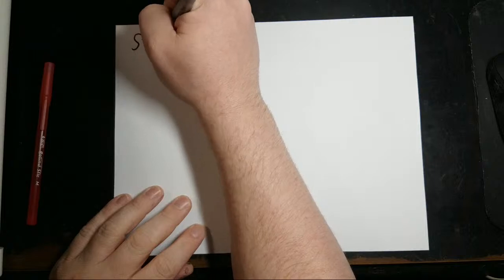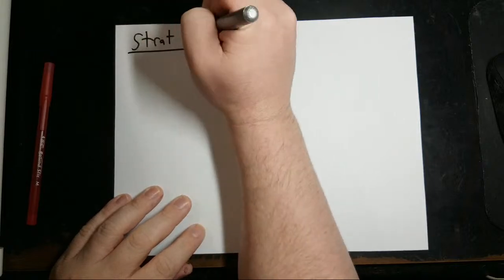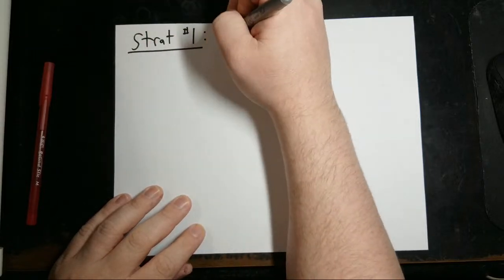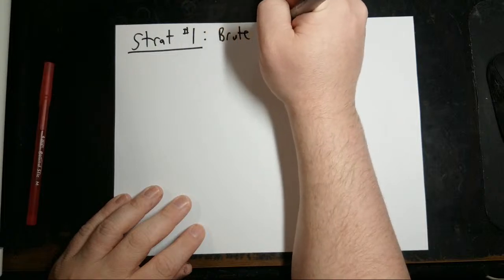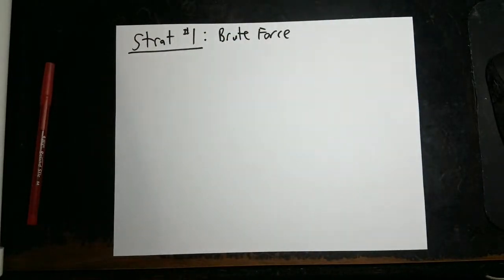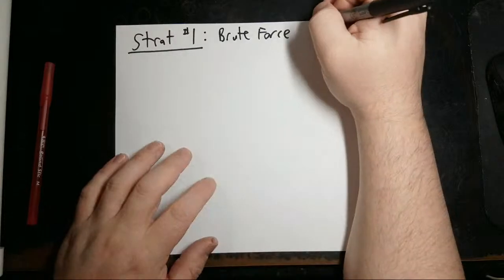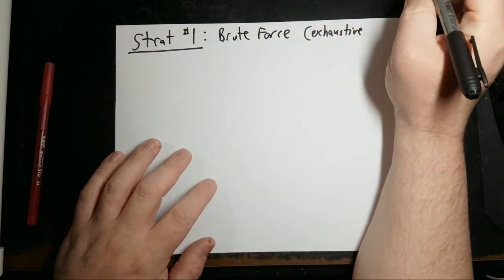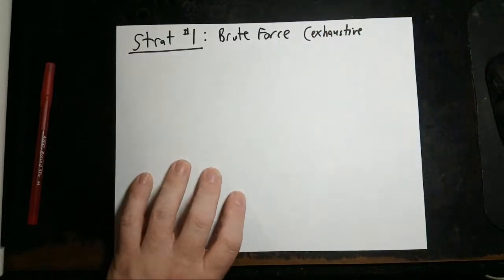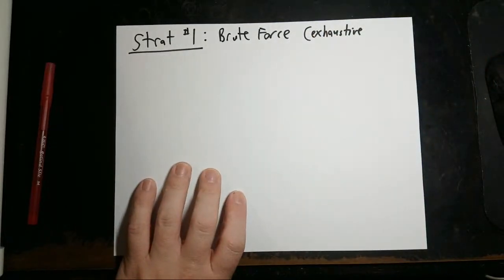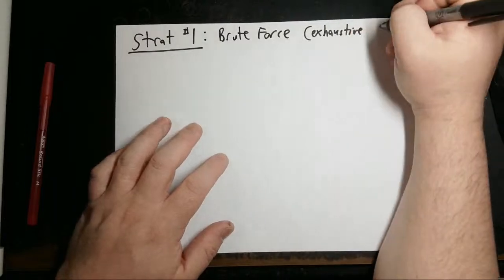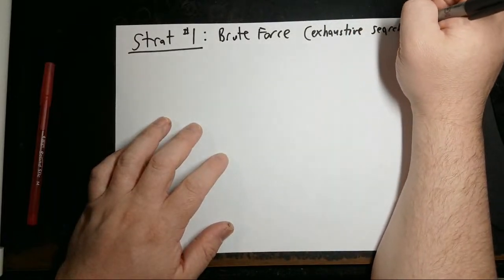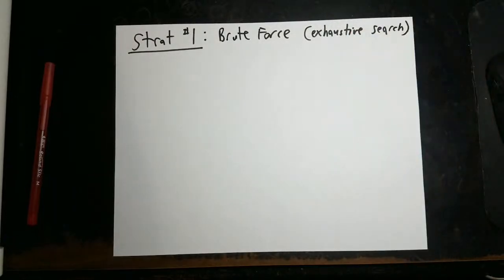Strategy number 1 is known as brute force. It's also known as the... what did I write it as? Oh, exhaustive search. Couldn't read the word that I crossed out. It's also known as the exhaustive search. Brute force is literally what it sounds like.